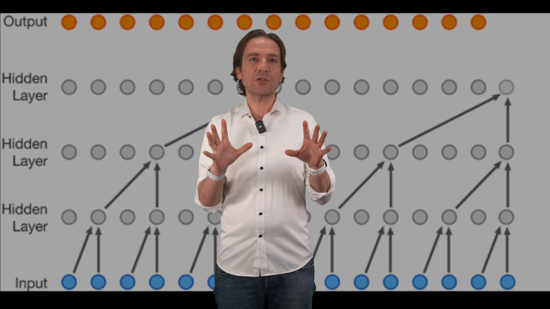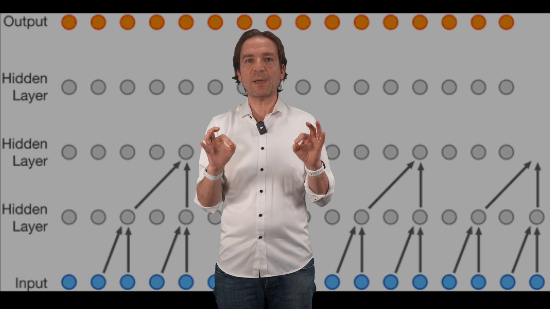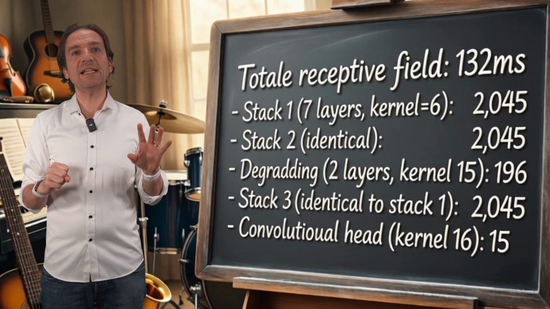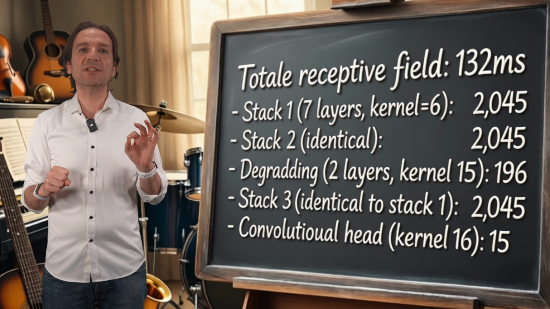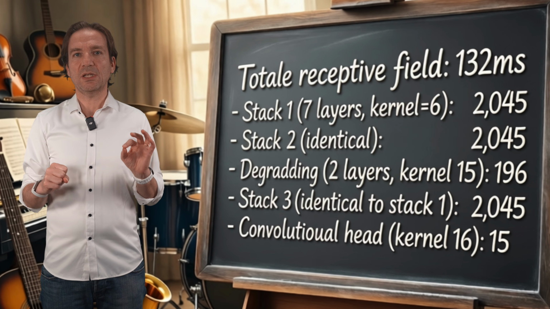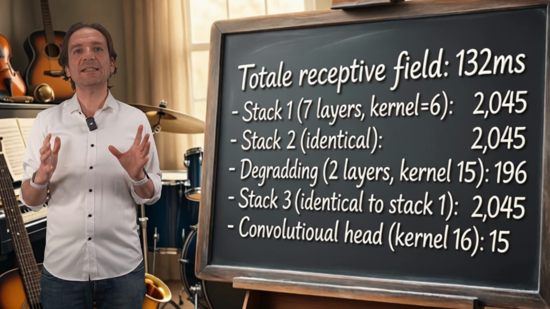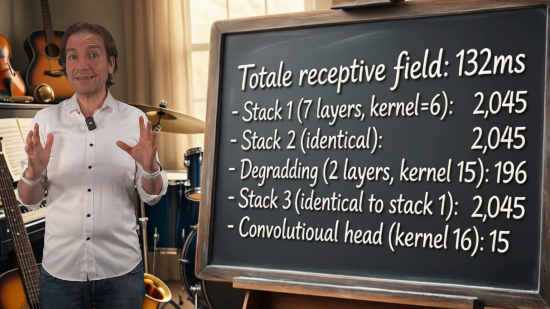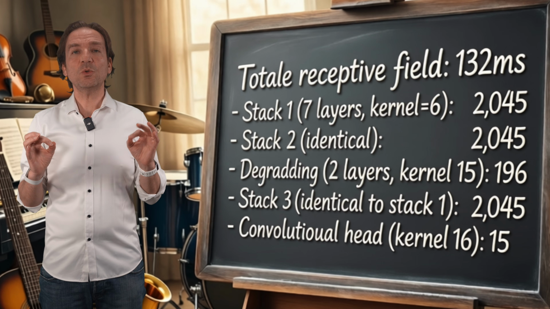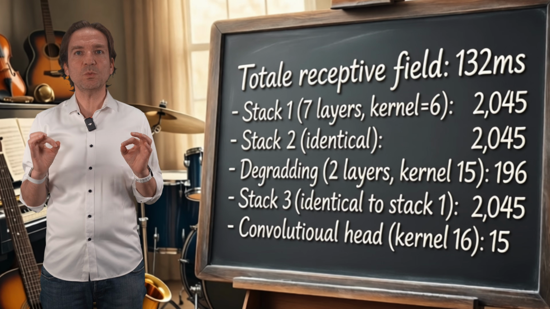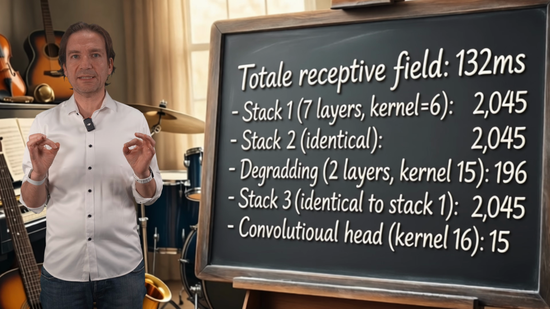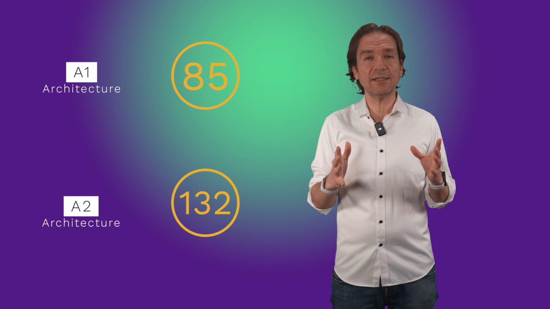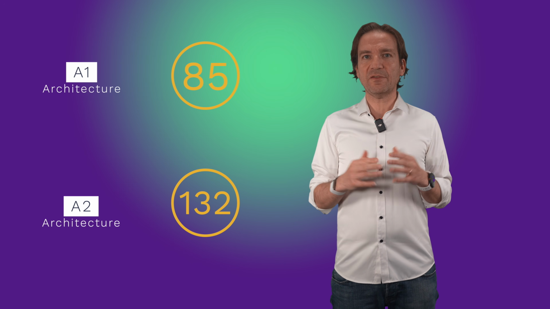Let's now calculate A2's receptive field step by step. So in the window you can see the mathematical formulas, and the total is 6,347 samples, so roughly 132 milliseconds at 48 kHz. So if my math is right, A2 has 132 milliseconds at 48 kHz. Now, 132 milliseconds is significantly greater than A1 with 85 milliseconds.